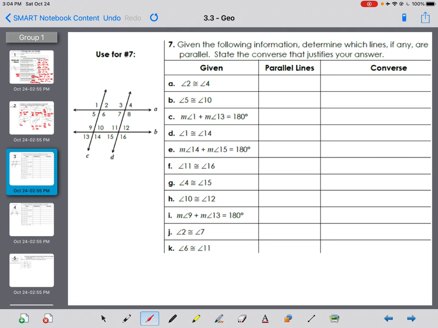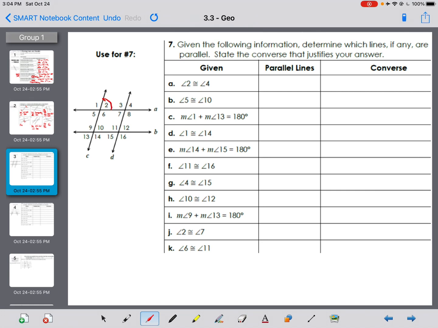Given the following information, determine which lines, if any, are parallel. State the converse that justifies your answer. So the same deal. Every time we start a new problem, it's new info. We don't use the info from the previous problem. So we've got a few lines in here. We got A, B, C, and D.